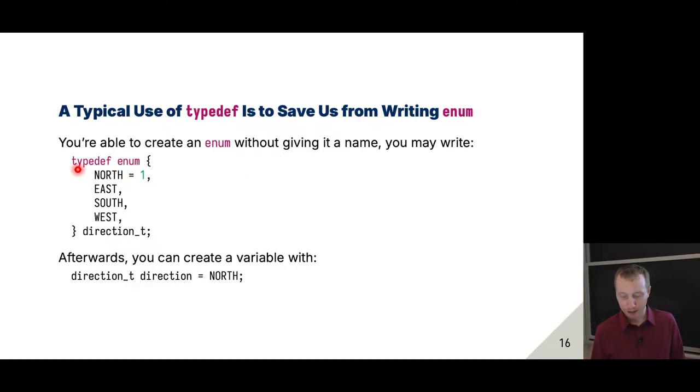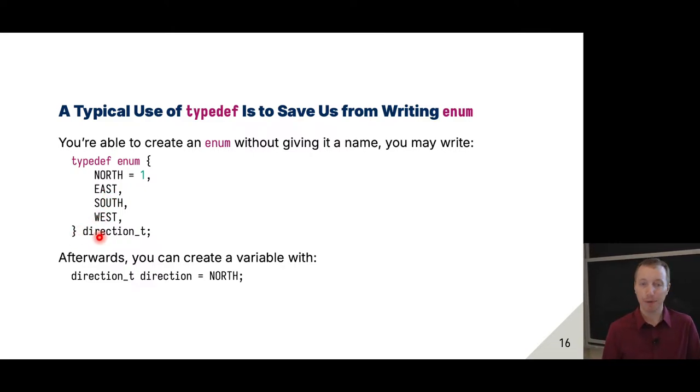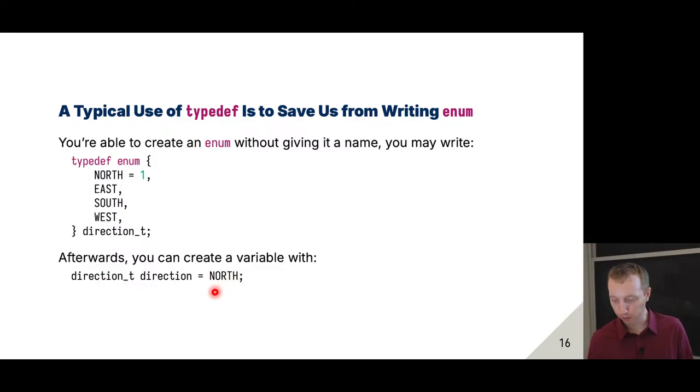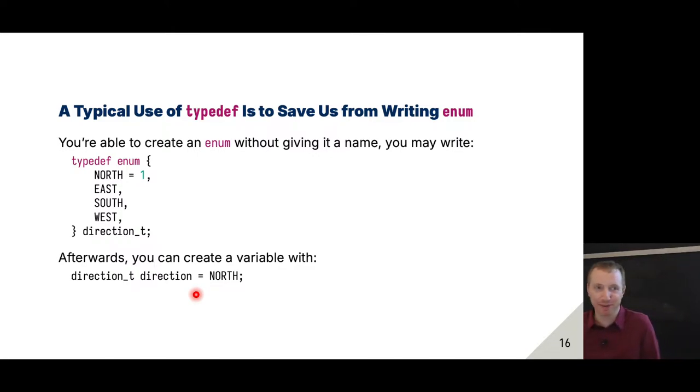But what this does is it says typedef. So just take this existing nameless enum that has a north, east, south, and west, and I will rename it direction underscore t. So then afterwards, if I want to create a variable with it, instead of enum direction direction, you might argue that this is a bit nicer to read, where it's just direction underscore t. So the type of a direction, and then I call it a direction, then I could do equal north. Something you can do. Cool, right? Maybe.